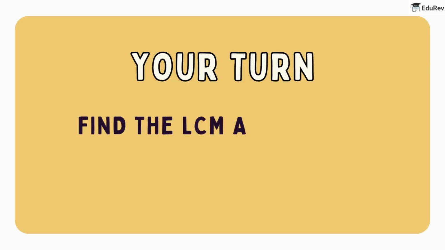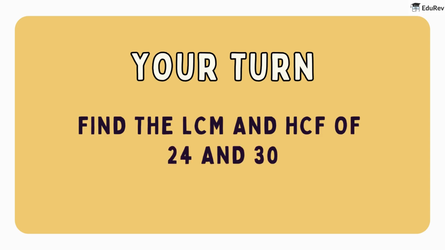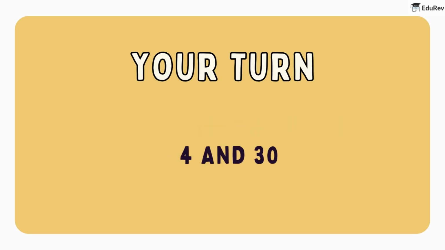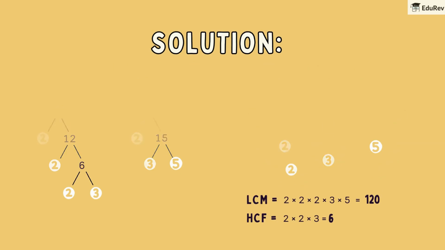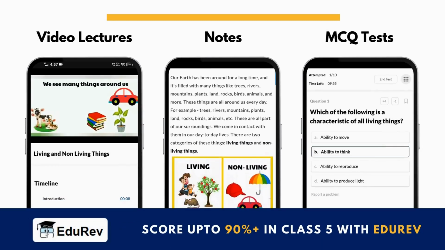Now it's your turn. Pause the video and try to find the LCM and HCF of 24 and 30. Remember the steps we discussed and use prime factorization. Let's discuss the solution. Here's how you do it. For 24, the prime factors are 2, 2, 2, and 3. For 30, the prime factors are 2, 3, and 5. When you place them in a Venn diagram and calculate, you'll find the LCM is 120 and the HCF is 6.